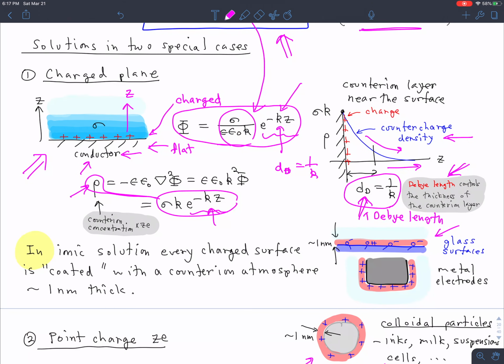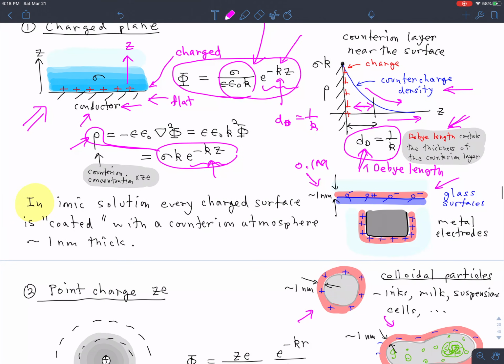And so, yes, this thickness varies some depending on the concentration, but for typical concentrations, about 0.1 molar or so, it's typically around 1 nanometer. And if you go to very much lower concentrations, it spreads out to a few nanometers. If you go to very much higher concentrations, it shortens up to a few angstroms. But that's pretty much the range of it. Somewhere between a few angstroms and a few nanometers is the typical size for a typical Debye length.